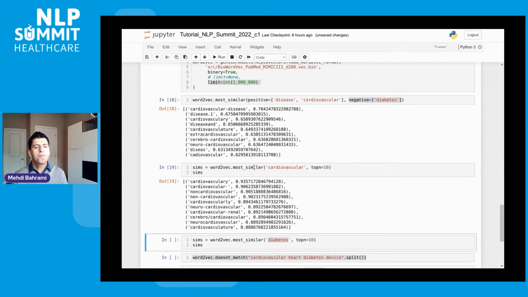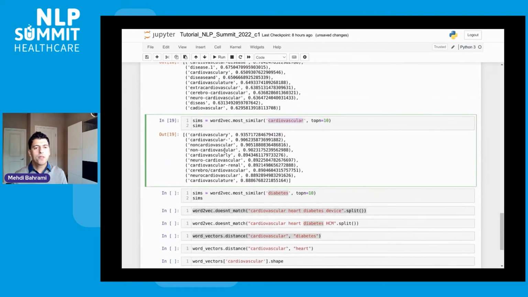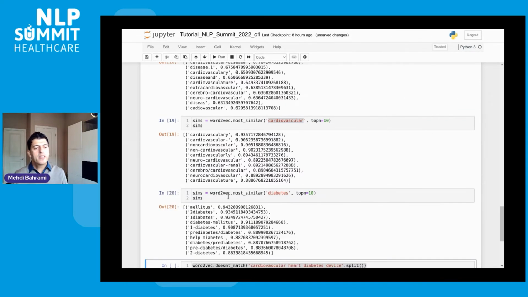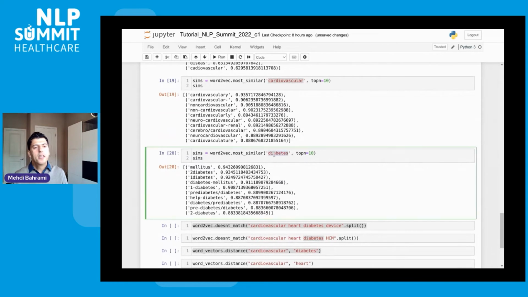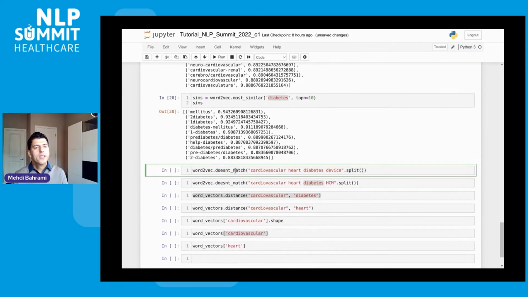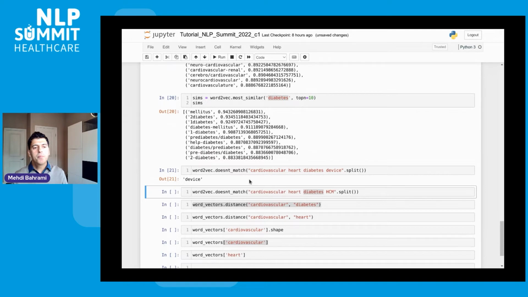Similarly, we could ask what the most similar top 10 words to cardiovascular are in this pre-trained language model. Again, this is a large language model. As you can see, it learned from PubMed, and it returns a list of, for example, diabetes, type 2 diabetes, type 1 diabetes. So pretty much, as we have more data, the model can understand more context.